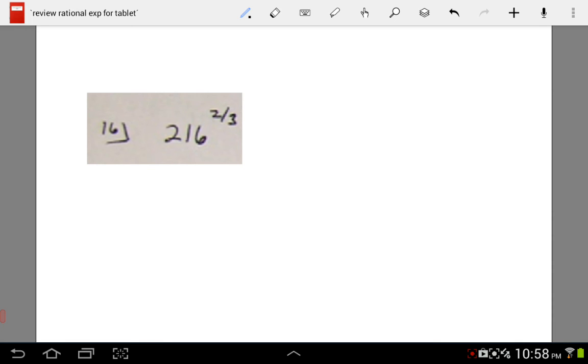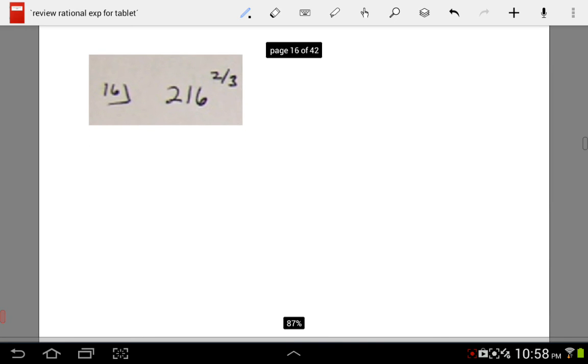Okay, on number 16, we just had to simplify this expression here. With 216, the way we can simplify this is to take 216 and write it as some number to a power in order for this to cancel out when I raise a power to a power. So again, this is what my cheat sheet is really good for. I can look up and find that 216, I'm pretty sure, can be written as 6 to the 3rd power.